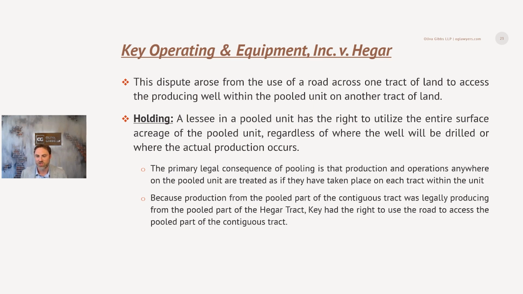The primary legal consequence of pooling is that production and operations anywhere on the pooled unit are treated as if they had taken place on each tract within the unit. Essentially, your lease lines disappear when you pool, the tract lines disappear, and it's treated as one large tract at that point. And because production from the pooled part of the contiguous tract was legally producing from the pooled part of the Hegar tract, Key, of course, had the right to use the road to access the pooled part of the contiguous tract.